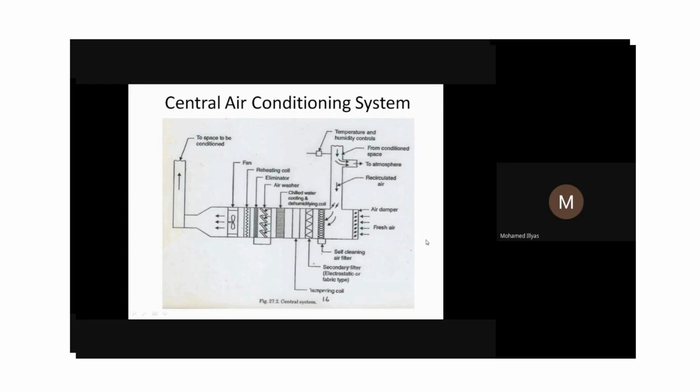It is centralized in one place, so it supplies air to various places in a big shopping mall, auditorium and all. We call it the central air conditioning system. In this system, we have the compressor there, and initially we have the filter here. We call it a self cleaning filter.